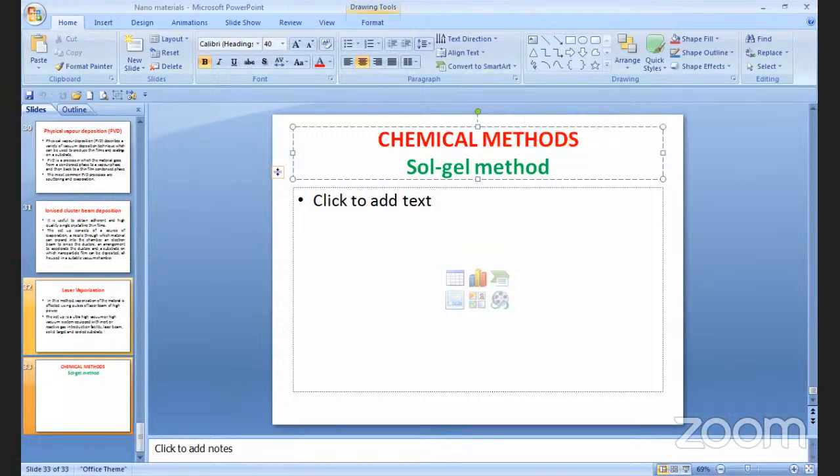The next method we are going to see, among these chemical methods, is the hybrid method. We are going to study the hybrid method.